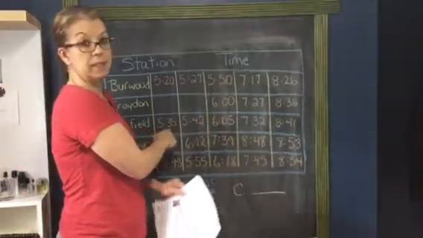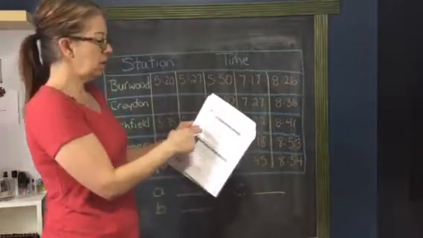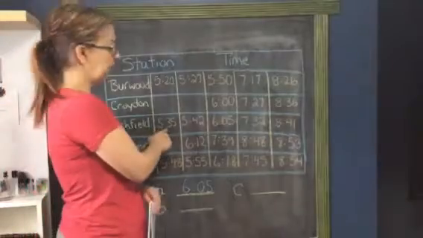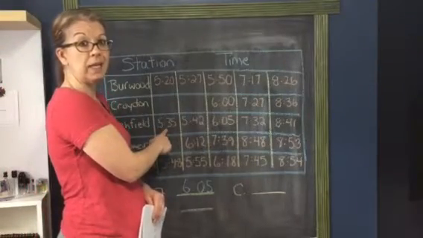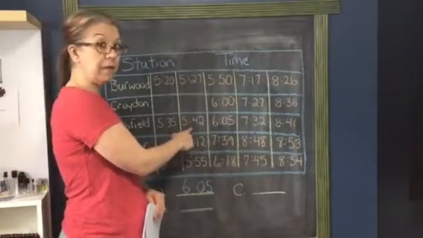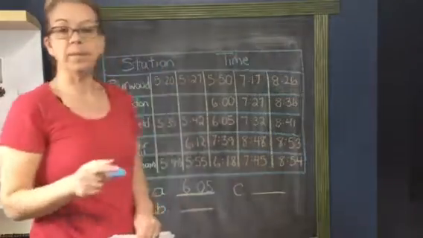Okay, question B, I have just missed the 5:35 train from Ashfield. So I just missed this train. How long do I have to wait until the next train? So if I'm standing there at 5:35, I missed it. I have to wait till 5:42. So how many minutes would that be?